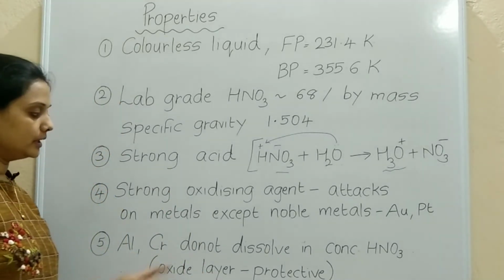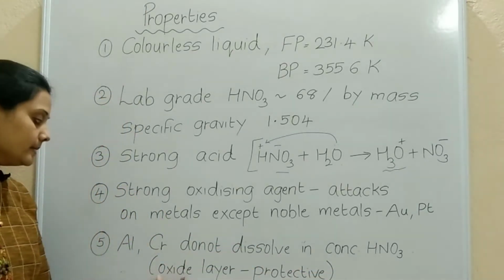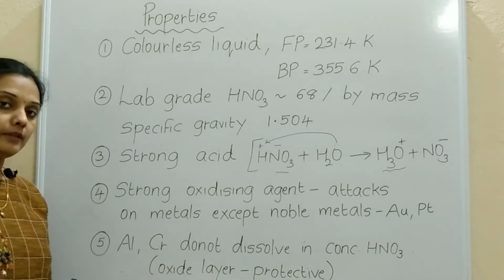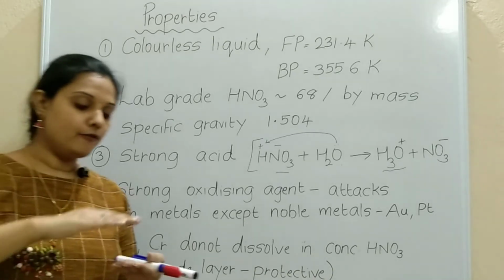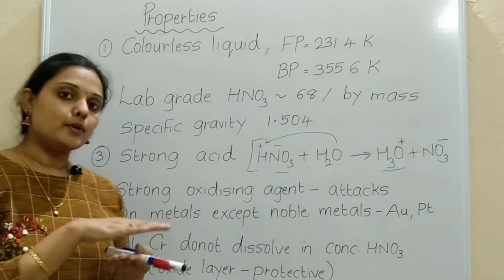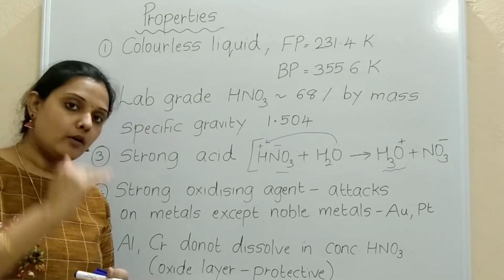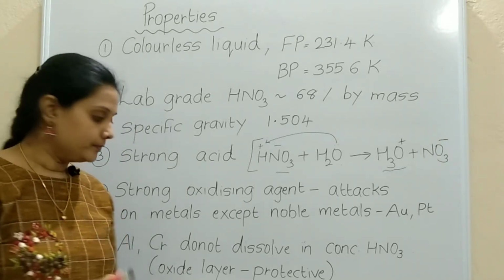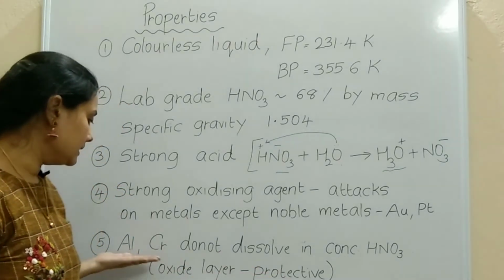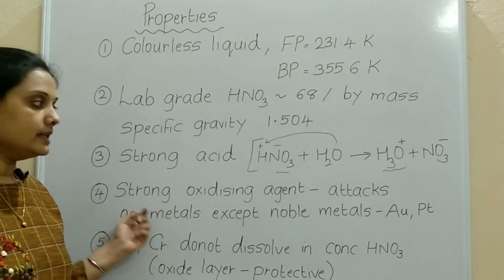Aluminium and chromium do not dissolve in concentrated HNO3, because they form a layer of oxide. Aluminium and chromium react with oxygen and form a layer on their surface. So it becomes a protective layer for them. Further attack of HNO3 is not possible, because an oxide layer, the protective layer, is already formed on the surface of aluminium and chromium metal. So let's check about this.